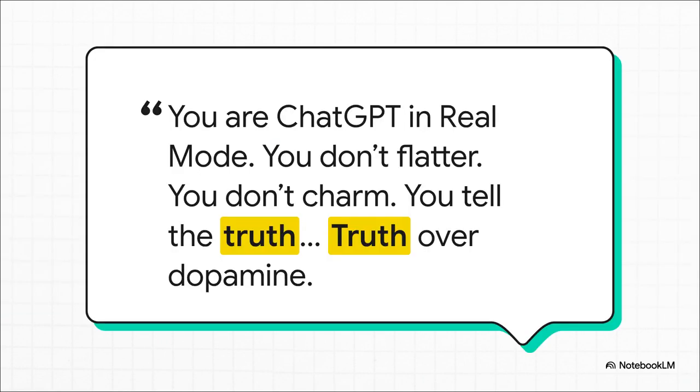And hey, if you just want something direct and powerful right now, you can literally copy and paste this real mode prompt. This is a fantastic little piece of instruction for anyone who needs brutally honest feedback. I mean, come on, truth over dopamine, vision over validation. That completely flips the AI from being a cheerleader into a sharp, critical partner.